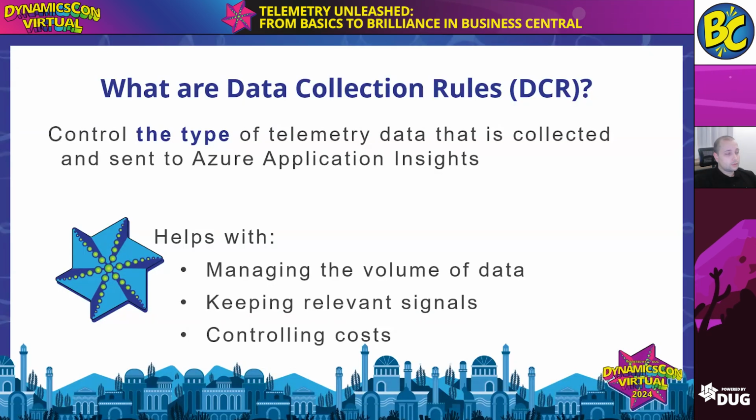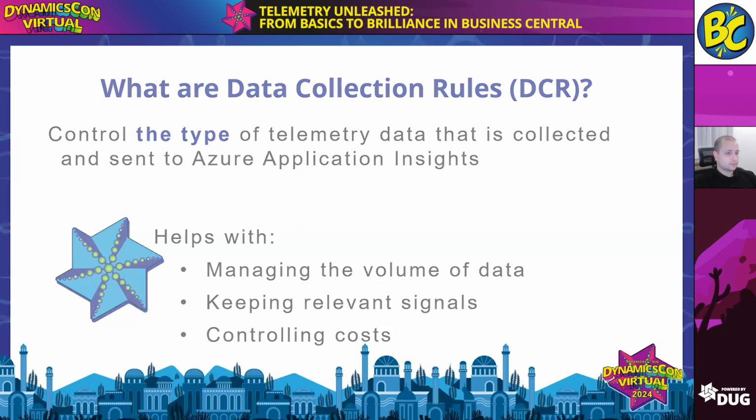While we are working with Azure settings, let's talk about tweaking our data collection rules. These rules act as filters for our telemetry data, allowing us to select which events to include or exclude based on specific criteria. By controlling the type of telemetry data that is collected and sent to Azure Application Insights, we can efficiently manage the volume of data and keep the relevant signals and costs under control.